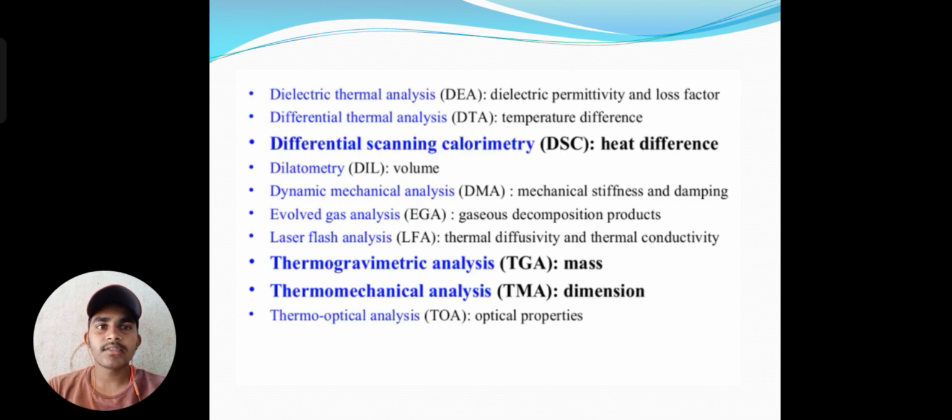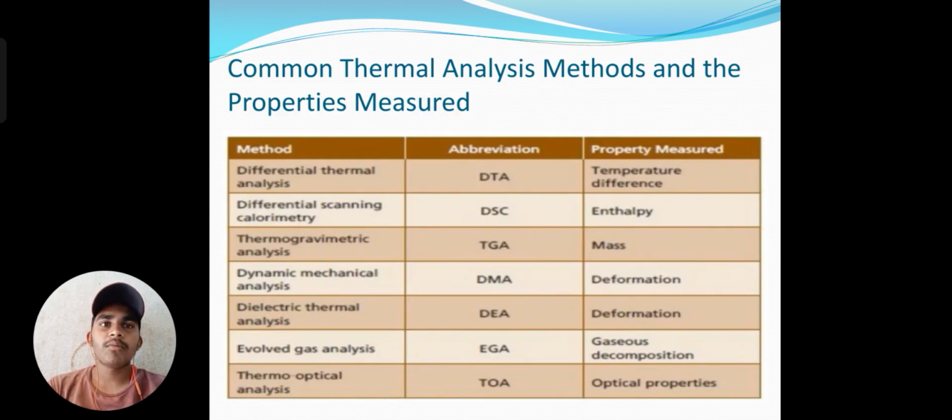Thermogravimetric analysis TGA, mass. Thermomechanical analysis TMA, dimension. Thermo-optical analysis TOA, optical properties. So these are the thermal analysis methods and the properties measured. So here I have given the method, their abbreviation and the property measured.